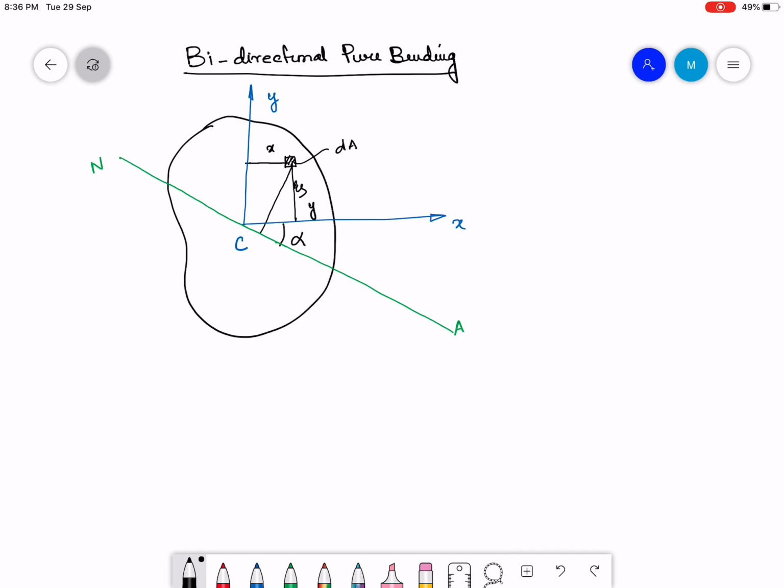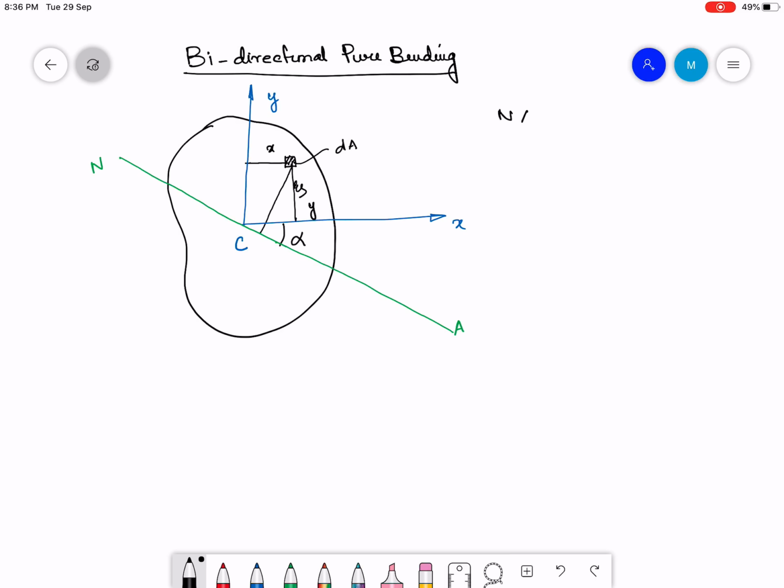So this lecture is a continuation of the last lecture, so I will start it without much preamble. In the last lecture, the takeaway is that the neutral axis for bidirectional bending of any arbitrary cross section passes through the centroid of the cross section. So let me just write it down.